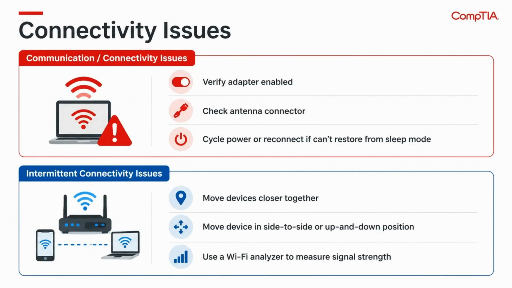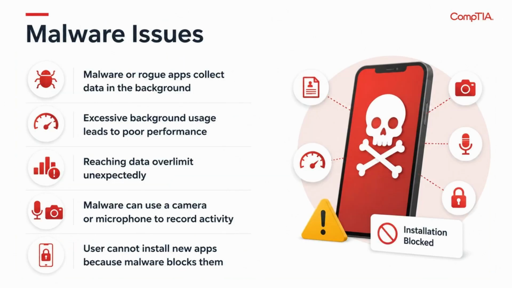For communication and connectivity issues, verify the adapter is enabled. Check the antenna connector and cycle power, or reconnect if the device can't restore its connection from sleep mode. For intermittent connectivity, move devices closer together. Try repositioning the device side to side or up and down, and use a Wi-Fi analyzer to measure signal strength directly. Malware shows up in a few recognizable scenarios.